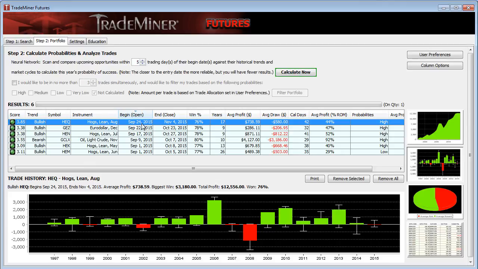So I want to take this particular contract starting September 24th through November 4th, and you can see it's got a 76% winning ratio over the last 17 years with an average profit of $738 and an average drawdown of $580. So I want to take this trade and put it into Track and Trade and start following along, tracking and trading this particular trade. So lean hogs, starting September 24th to November 4th. And this is how I like to do this.